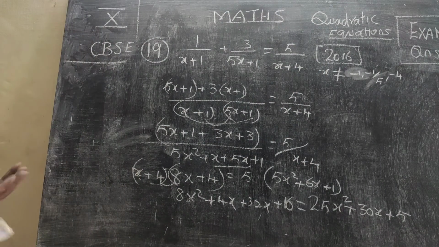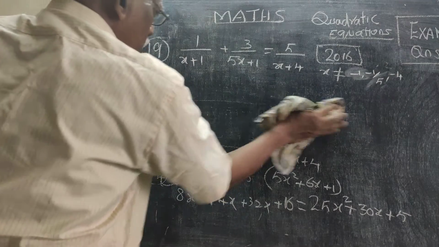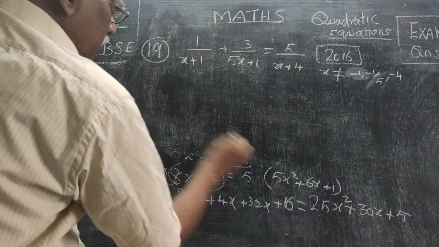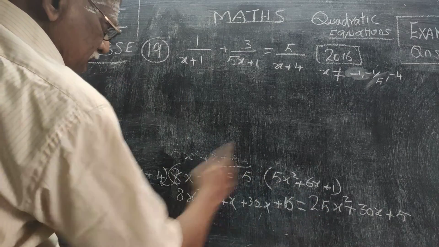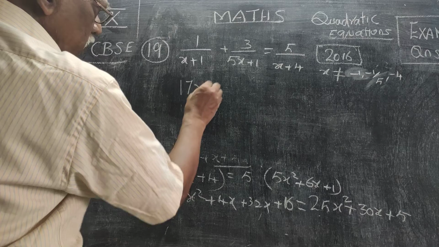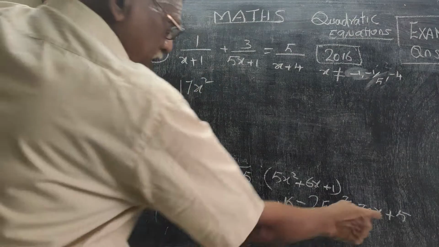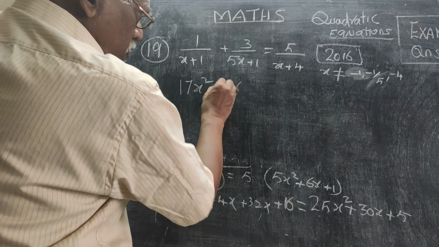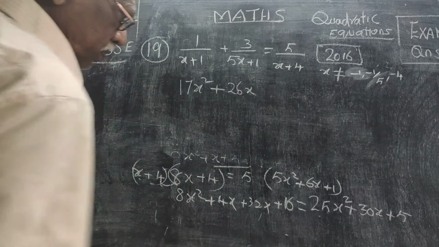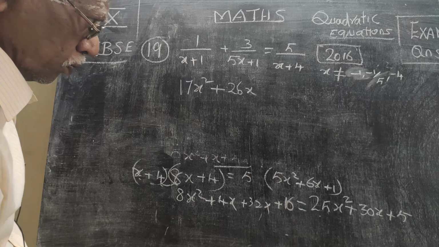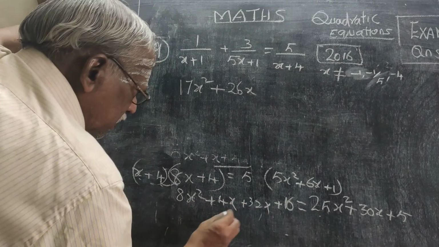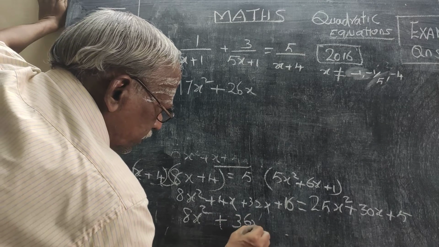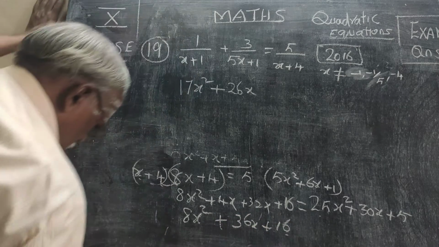Now taking everything to one side, what will we be getting? 25x square is the bigger one, so I am taking to that side. 25 minus 8, 17x square. Here 30x and this 4 comes over minus. I'm sorry, this part I should have simplified first. So let me do that. 8x square plus 36x plus 16.